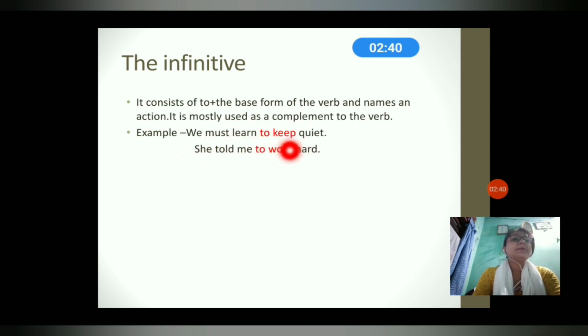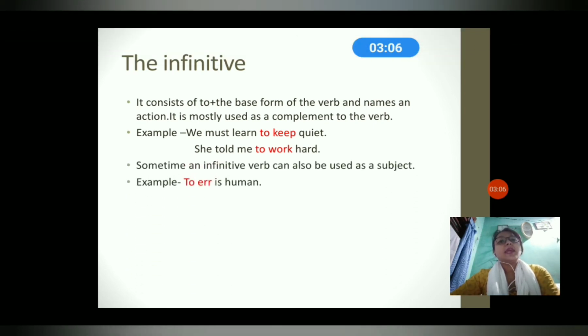So it is complementing the verb. To plus keep is in the base form of the verb. Similarly, you can see she told me to work hard. So to work, to plus work is in the base form of the verb. So these are to keep, to work, these are infinitive verbs, okay. Sometimes this infinitive verb may be in the subject place also. For example, you can see to err is human, okay.